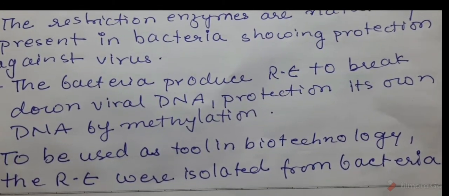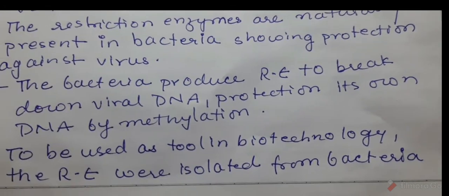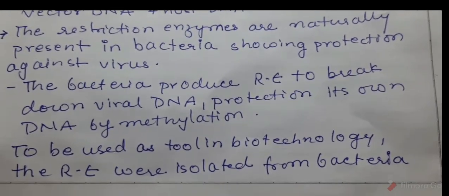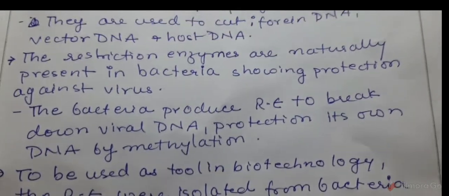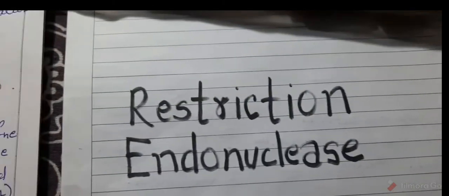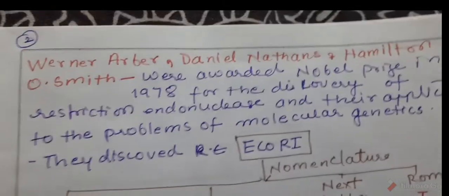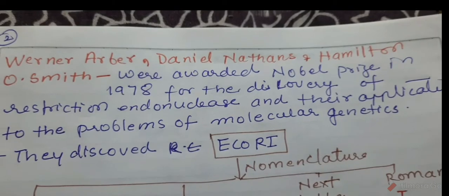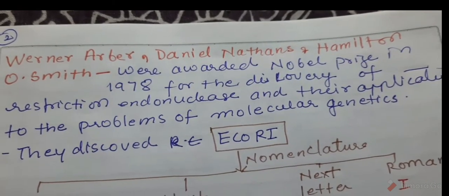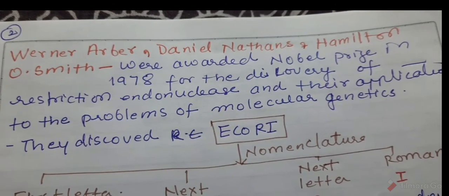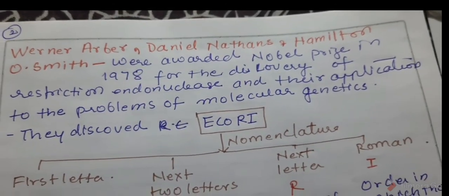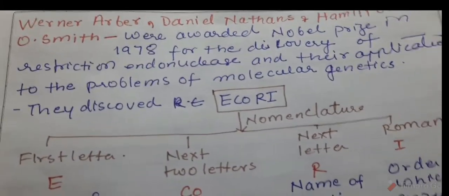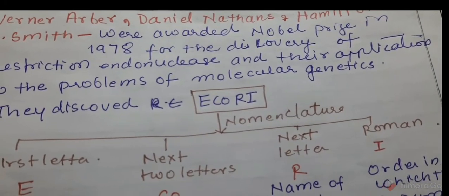Now in biotechnology we are using it as a tool. So we have to isolate these restriction enzymes from the bacteria. To be used as a tool in biotechnology, the restriction enzymes were isolated from bacteria. The scientists Arber, Nathans, and Smith were awarded the Nobel Prize in 1978 for the discovery of restriction endonuclease and their application to the problem of molecular genetics. They discovered the first restriction endonuclease, called EcoRI.